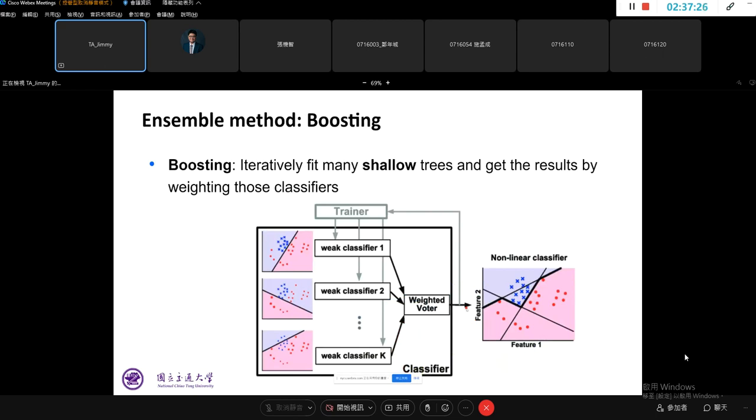And there's also boosting. It iteratively fits many shallow trees and gets a result by weighting those classifiers. This detail has already been demonstrated in the class slides, so you can refer to AdaBoost. In this homework, you need to implement AdaBoost by using the decision tree as the base learner.